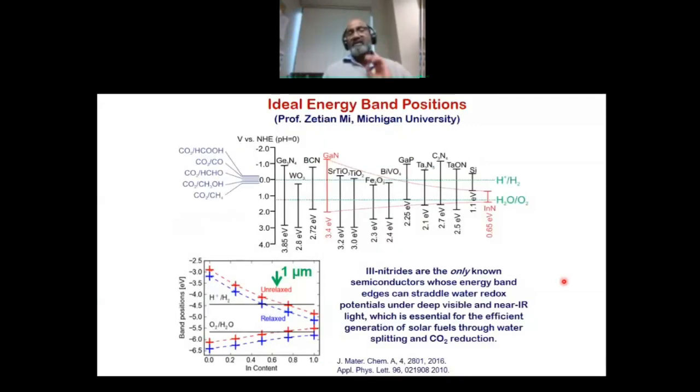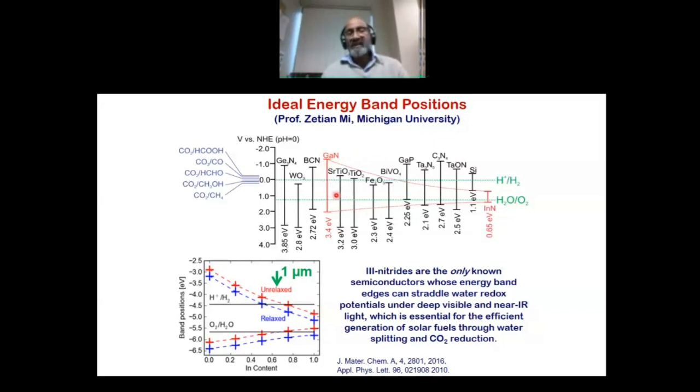Here's a case where a group from Michigan University has looked at what materials are ideal for these. You can see that the important requirement is that the band gap of the semiconductor is such that the redox potentials of water need to be in the middle of the band gap. So for example, here is a case where gallium nitride really covers the redox potentials of water, because these redox potentials are within the band gap, with the conduction band of gallium nitride and valence band of gallium nitride here, which covers very well.